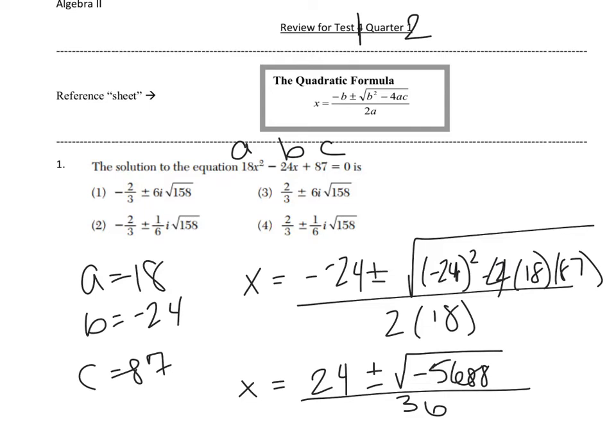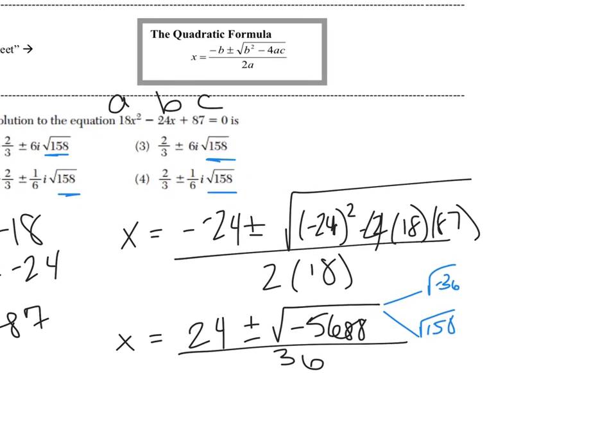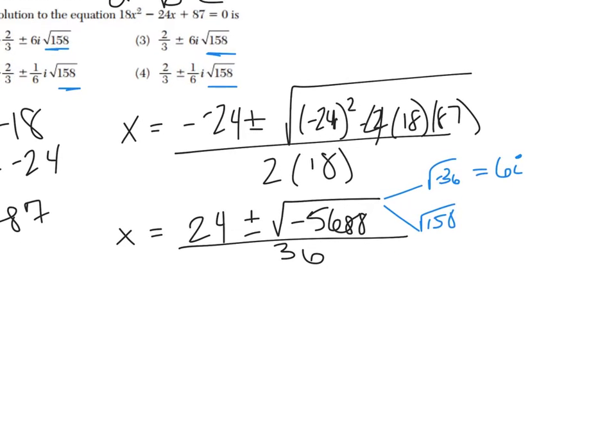But if you look at the choices, every single radical has 158 in it. So what I did was I divided 5688 by 158, and what I end up getting is negative 36 times 158. That helps me because 36 is a perfect square, and I know that this reduces to 6i, I because of the negative. So doing this, I'm going to have 24 plus or minus 6i radical 158 over 36.